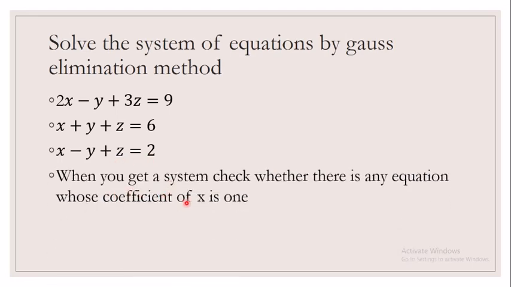Now, when you get a system, you have to check whether there is any equation whose coefficient of x is 1. That is the first thing that you have to check. It is okay if you don't do this step, you will still get the answer. But for your convenience and for a better result, you can do this step. In this system, in the first equation the coefficient of x is 2. For the next two equations, the coefficient of x is 1 and 1. So the first thing I am going to do is rearrange the system of equations.